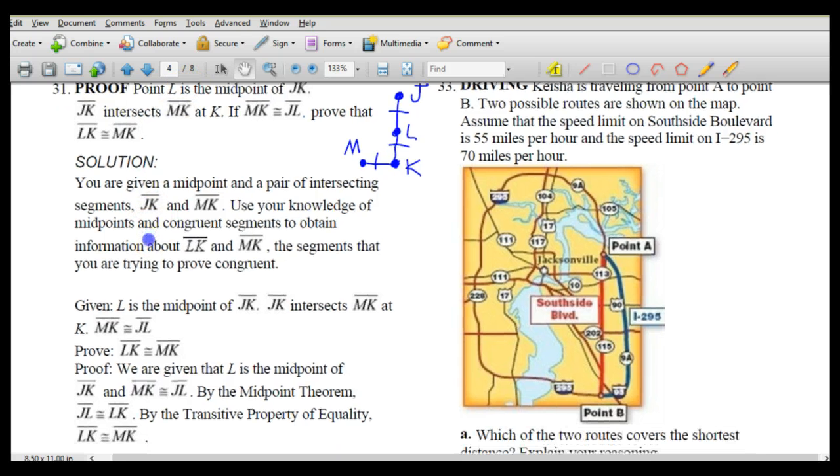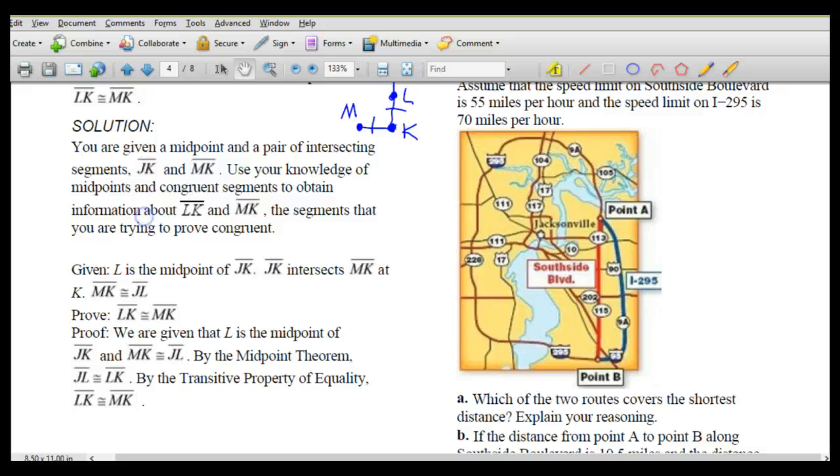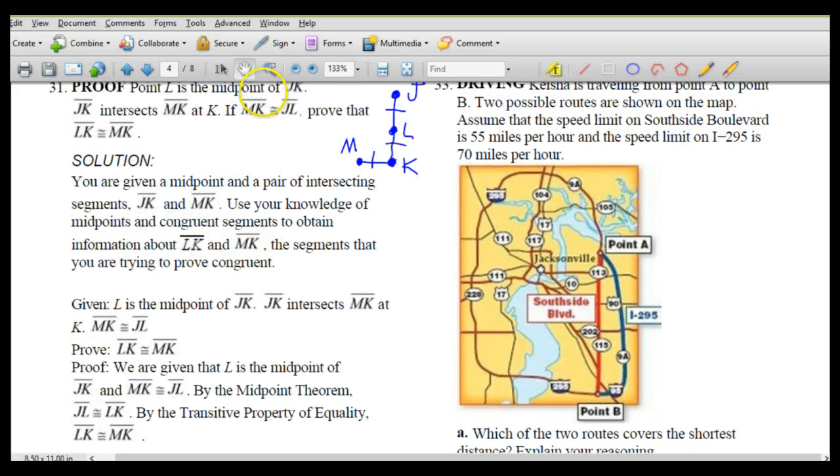So now that we have that information established, we can say by the midpoint theorem that JL and LK are congruent, which states that if L is the midpoint of JK, then these two segments have to be congruent, which is what we just stated there. And then by the transitive property of equality, we can say that LK is congruent to MK.